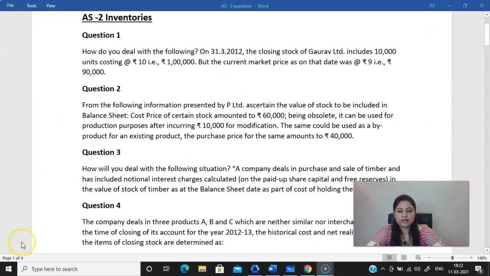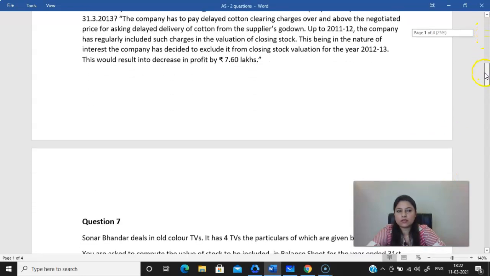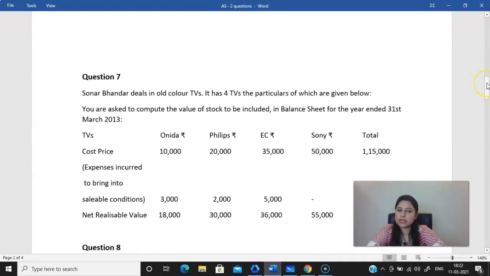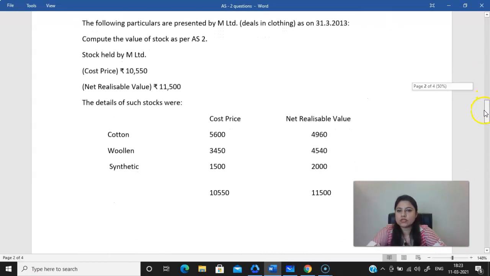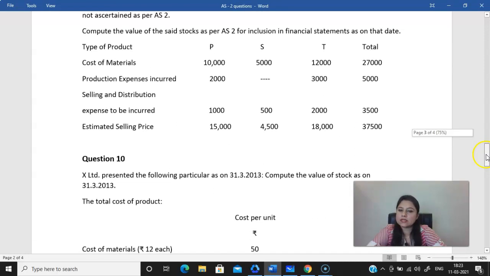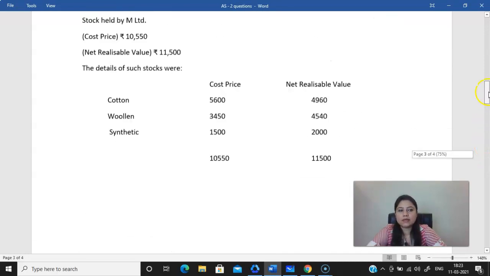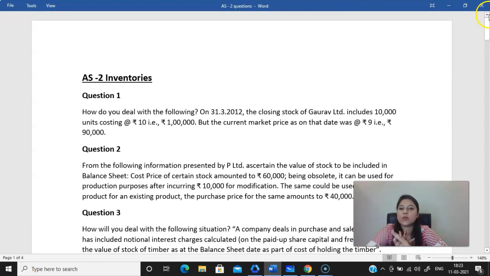So we have completed 6 questions from the topic AS2 inventories, and the remaining questions we will be continuing in the next lecture. So till then, you can also take a look at the remaining questions and try to solve them on your own. However, we will be solving each of them in the next lecture. And by then, please revise the concepts once again and also try to solve the questions that we have done in the class by yourself.